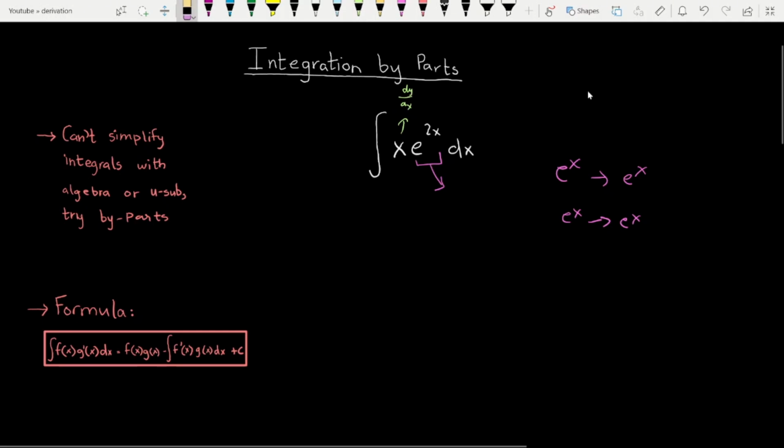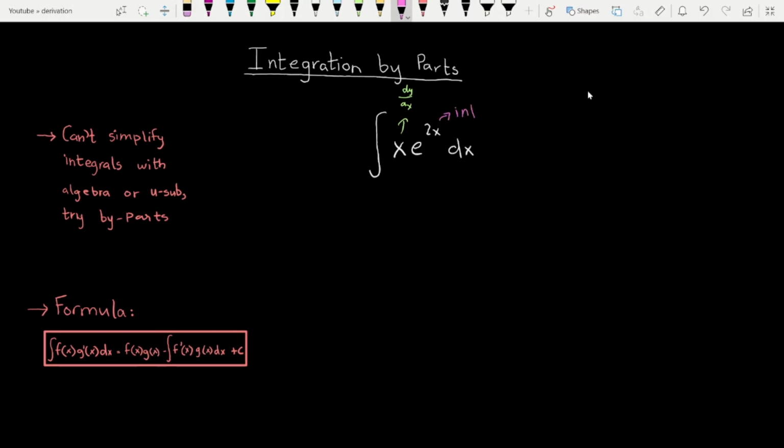And then the e to the x, well, it doesn't really do anything special. I know if I integrate or differentiate this, it's not going to do anything special. But since I know that I'm differentiating x, now what am I going to do with e to the power 2x? Well, I'm just going to have to integrate that one. So you can't differentiate both of them, or integrate both of them. One needs to be differentiated, the other needs to be integrated. Okay, so that's the first part of integration by parts.